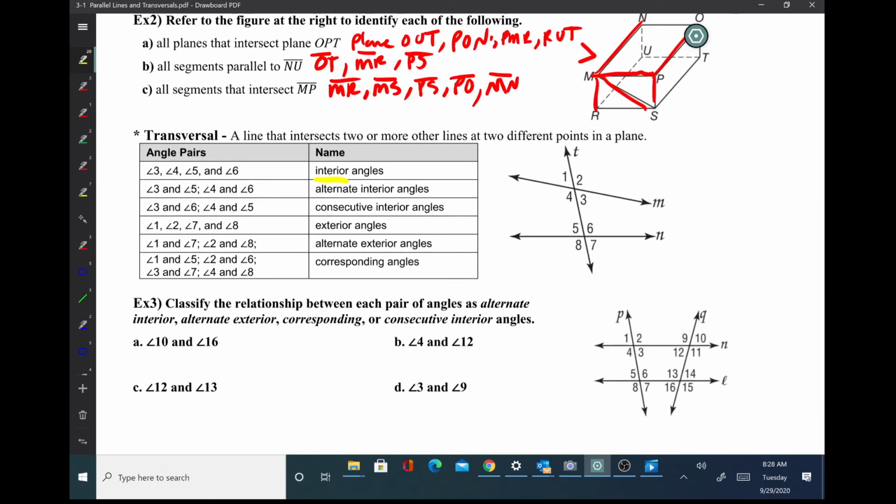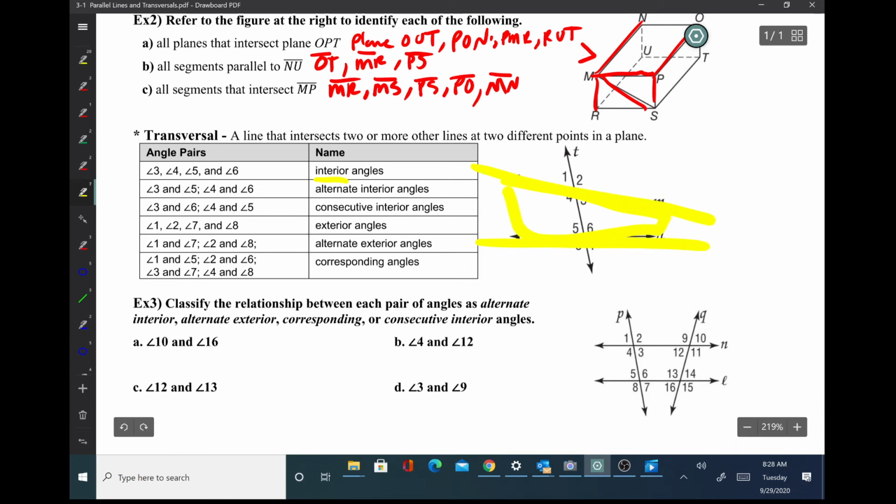Okay, so once again, let me just go through these real quick. Interior angles, angles that are inside between the two lines, right? So the stuff here are interior, right? The ones outside, these are exterior, and these are exterior, right? Okay.